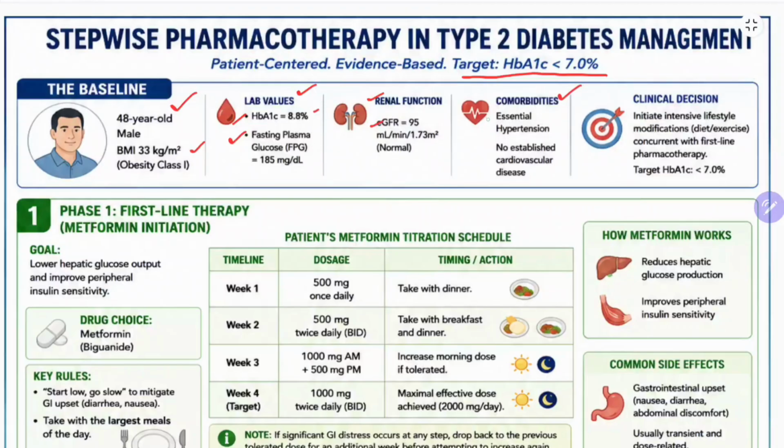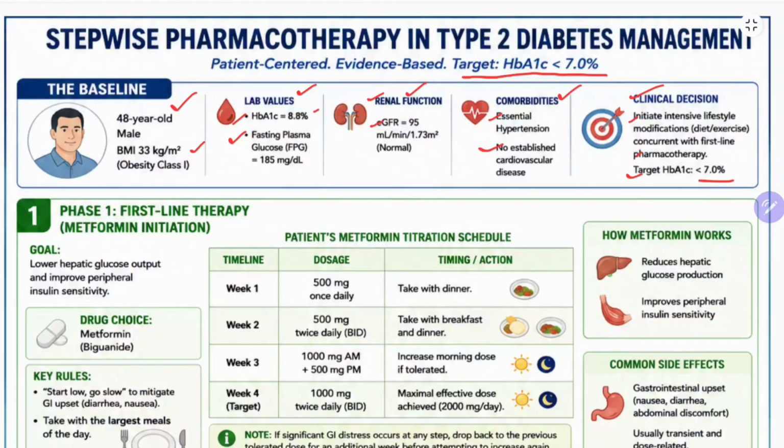Comorbidities: the patient is a known case of essential hypertension but no established cardiovascular disease. So there is no renal compromise, there is no cardiovascular disease, but slight obesity is there. Okay, so the clinical decision is intensive lifestyle modifications with diet and exercise with concurrent first line pharmacotherapy, and target HbA1c is less than 7%.